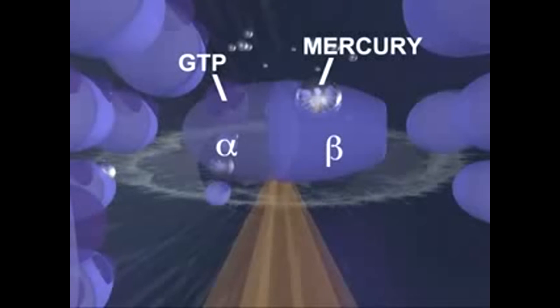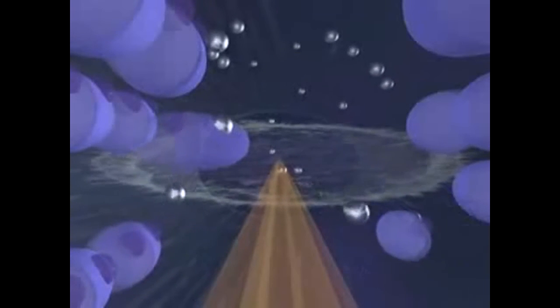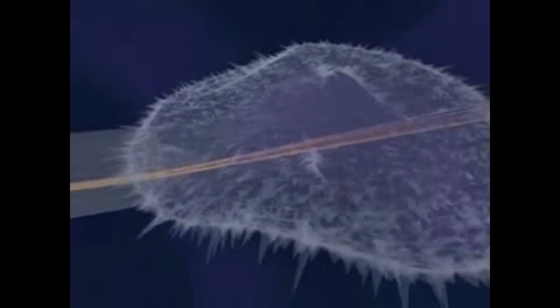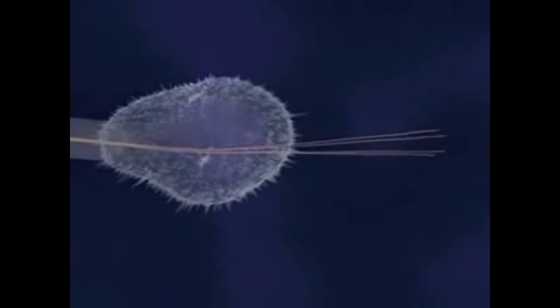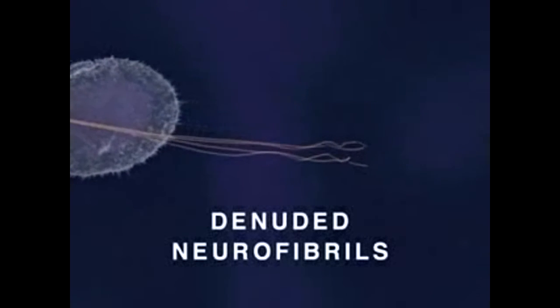Since bound GTP normally provides the energy which allows tubulin molecules to attach to one another, mercury ions bound to these sites prevent tubulin proteins from linking together. Consequently, the neurite's microtubules begin to disassemble into free tubulin molecules, leaving the neurite stripped of its supporting structure. Ultimately, both the developing neurite and its growth cone collapse, and some denuded neurofibrils form aggregates or tangles, as depicted here.